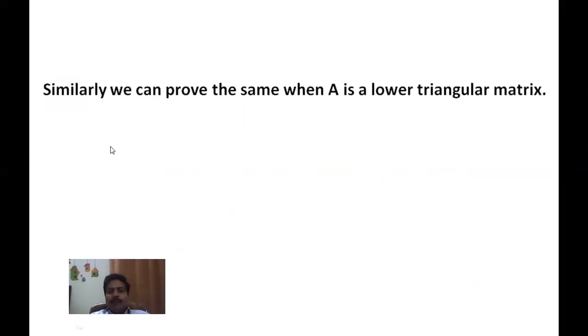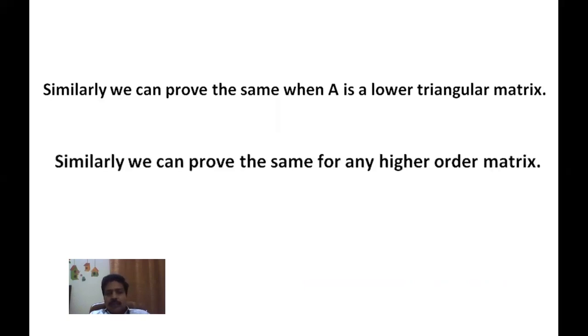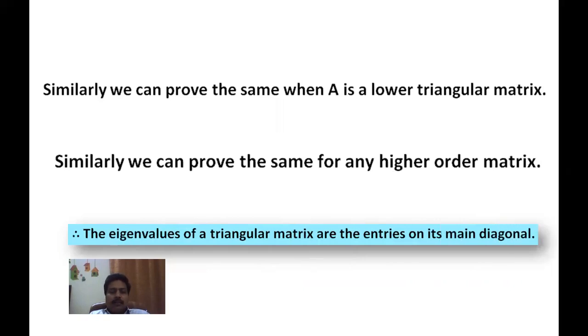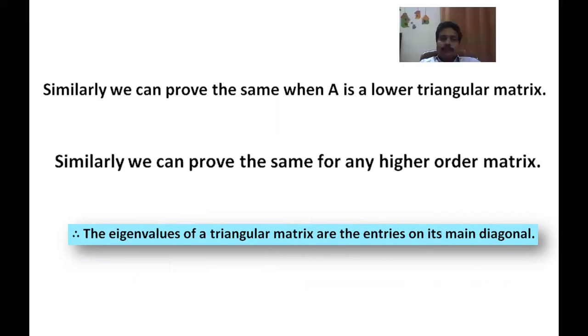Similarly, we can prove the same when A is a lower triangular matrix. And this can be extended to higher order also. We can prove the same for any higher order matrix. So we can conclude that the eigenvalues of a triangular matrix are the entries on its main diagonal. So for a triangular matrix, we can easily find the eigenvalues, which are nothing but the entries on its main diagonal.